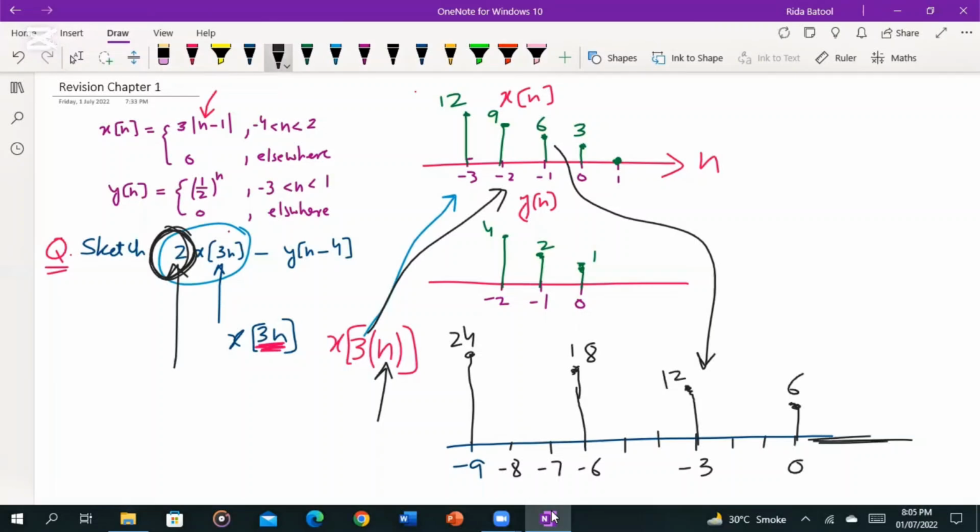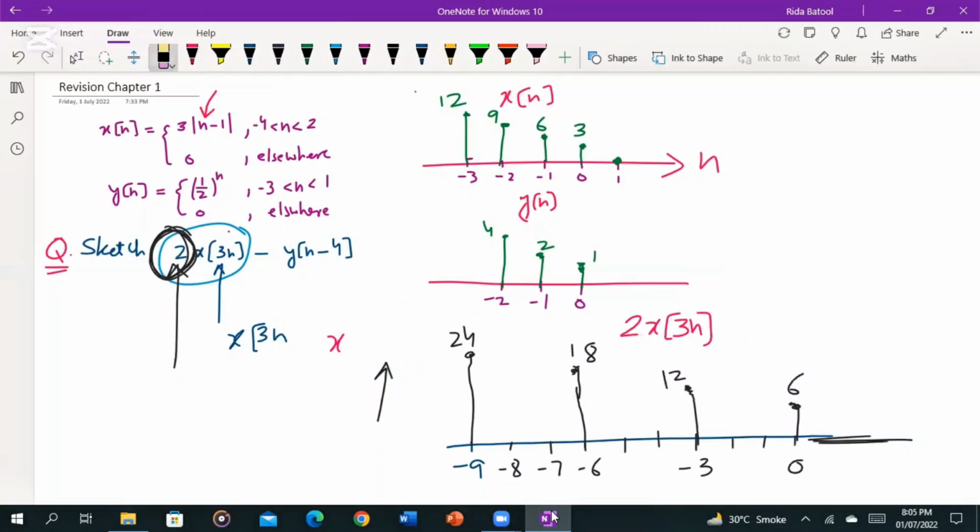So this is the scaled 2x3n. This is the sketch of 2x3n. This is the sketch of 2x3n.